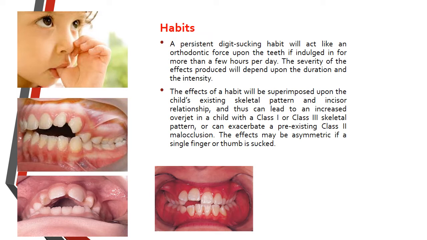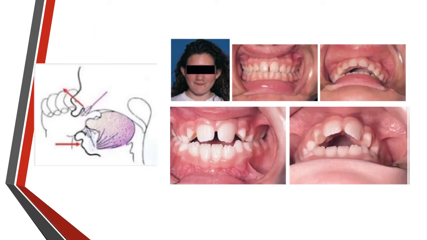The effect of the habit for any child will depend also on the skeletal relationship. The child may have a pre-existing class 2 relationship, so it will increase the severity of the class 2, or sometimes it will give us a class 2 incisor relationship on a class 1 or a class 3 skeletal relationship. In most of the cases, the effect of any habit will be asymmetric, especially if a single finger is used.